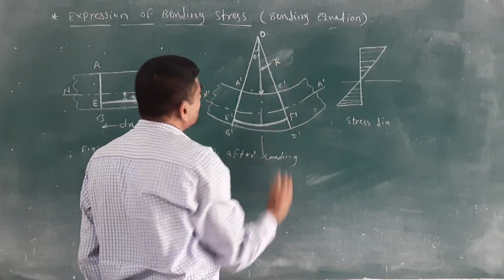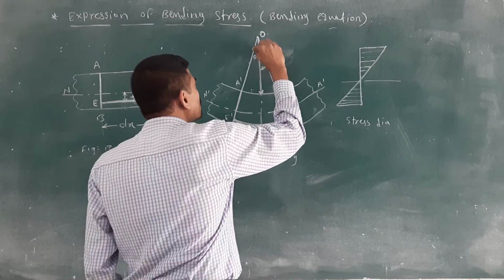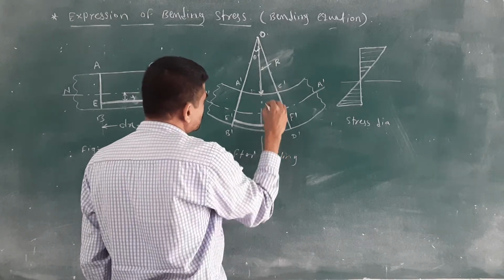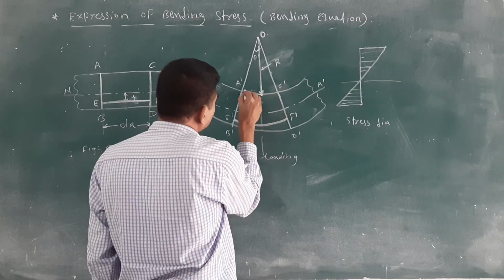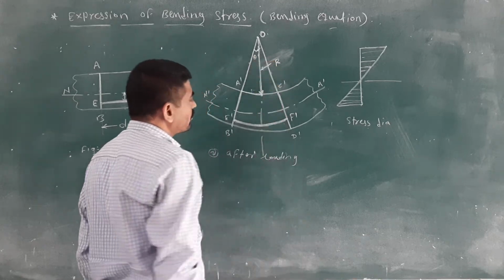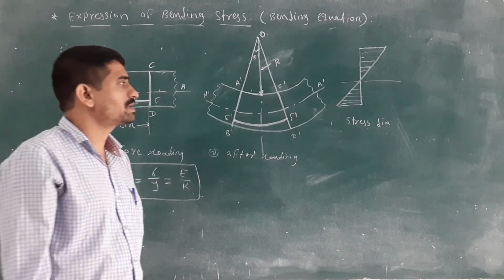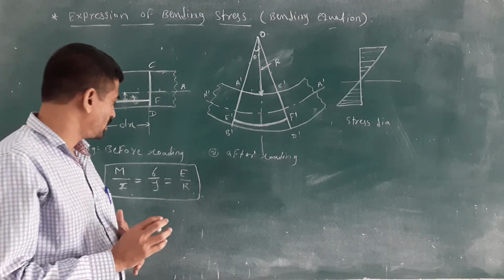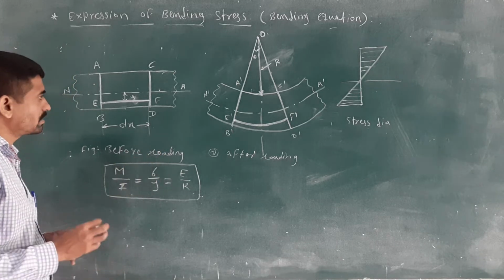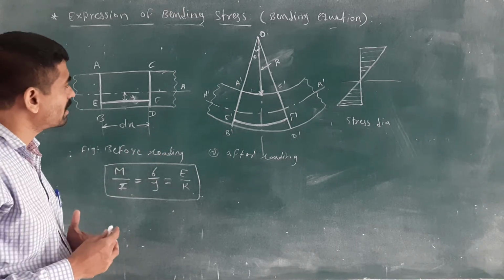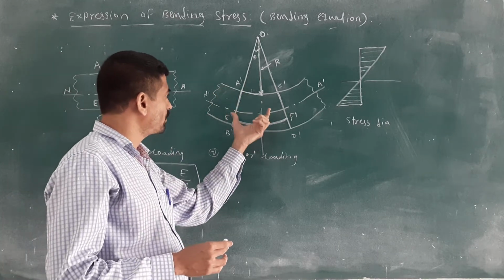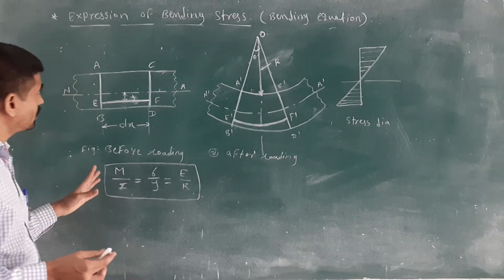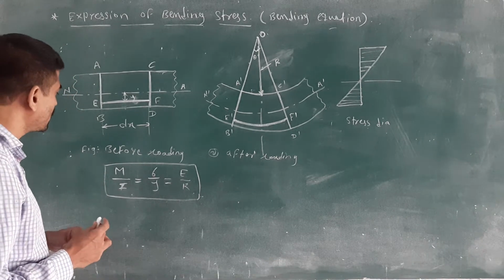It is denoted by R, and we get a small angle at the center between A dash O and the other section. This angle is denoted by theta. Theta is known as the subtended angle. Remember, when you find the stress after loading on the given component, you will get that bending formula, or we can say the bending equation.